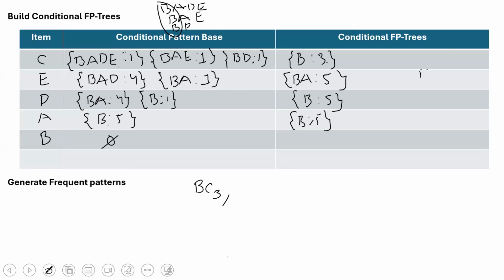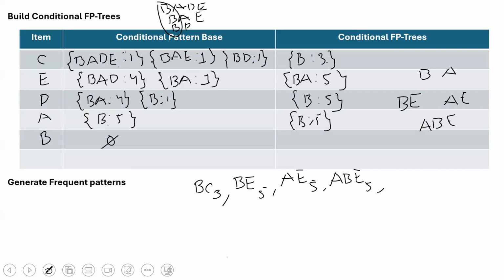So from BA, what combinations can you generate? From BA: B, A, AB, right? So these are the three combinations that you can generate. What you have to do is just append E to the end of everything. So this generates three frequent item sets: BE with support of 5, AE with support of 5, and ABE with support of 5. There is only one B, so BD, append D, and the support would become 5. And A, there is only one A, so the support of that becomes 5. So these will be the frequent item sets.